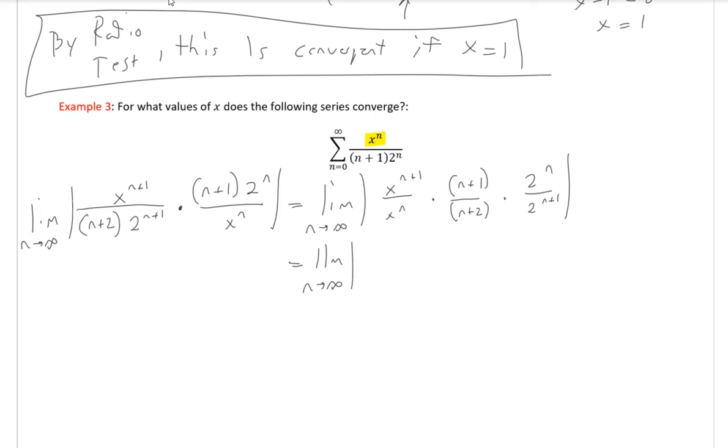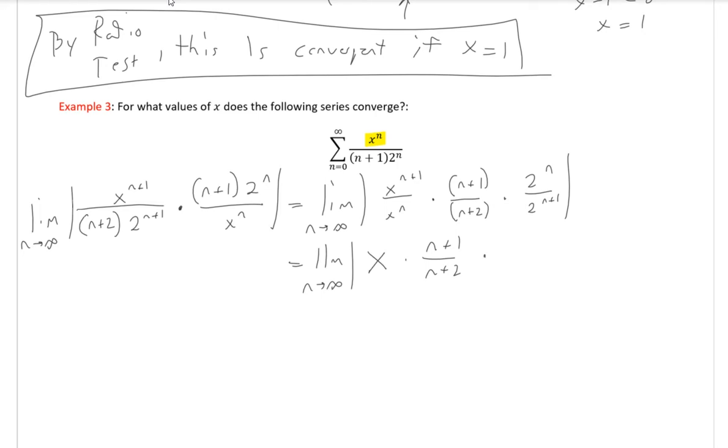X to the n plus 1 over x to the n will cancel out all the values up to the exponent of n, and we just have 1 left over. So we have x left over there. Then n plus 1 over n plus 2, that will stay. We can keep it as that, and we're going to be able to analyze that using the leading term test for that limit.